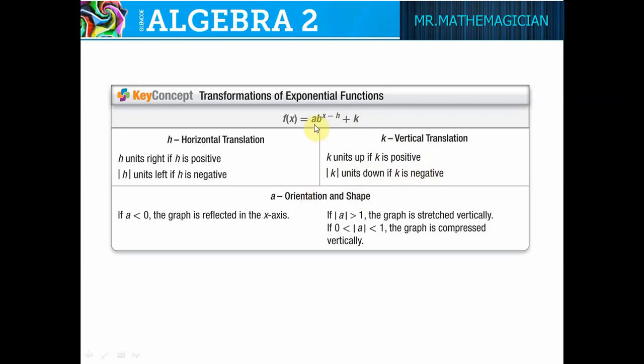Now, what does A do? A will give you orientation and shape. If A is smaller than 0, the graph is reflected in the x-axis, means if this A is negative, it will cause reflection along the x-axis. If the absolute value of A is greater than 1, the graph is stretched vertically, means vertical stretch. If the absolute value of A is smaller than 1, means between 0 and 1, the graph is compressed vertically.